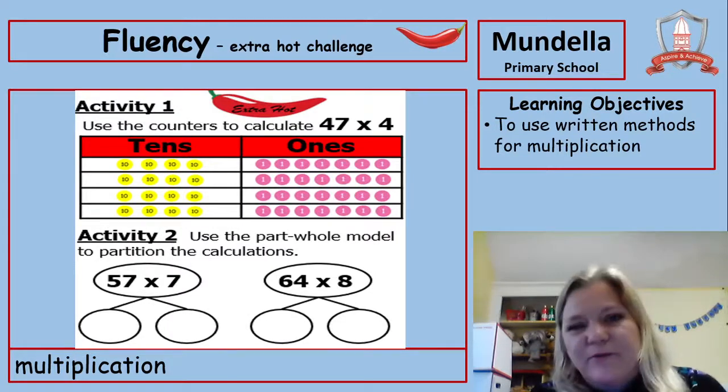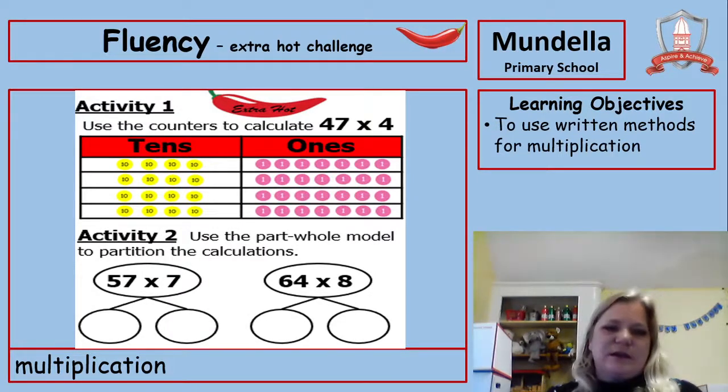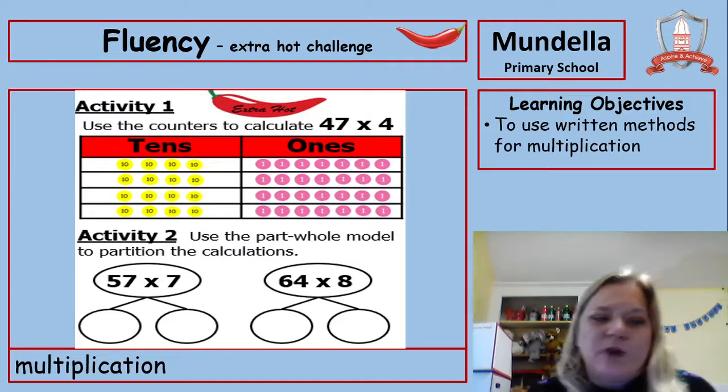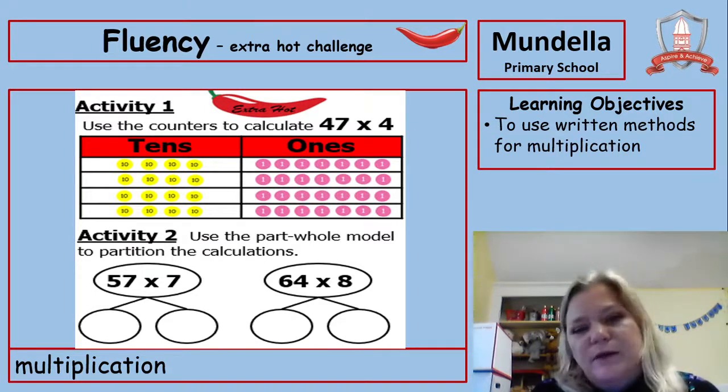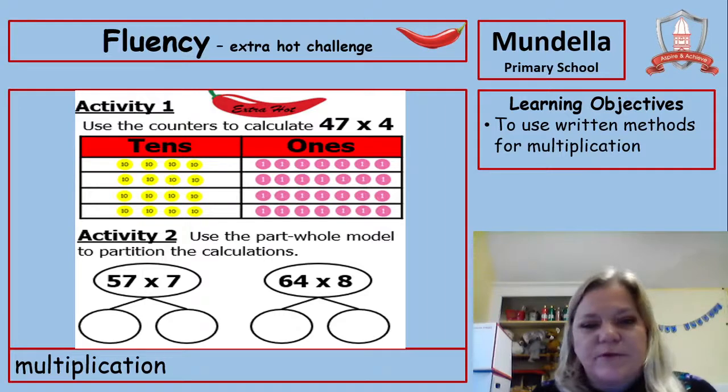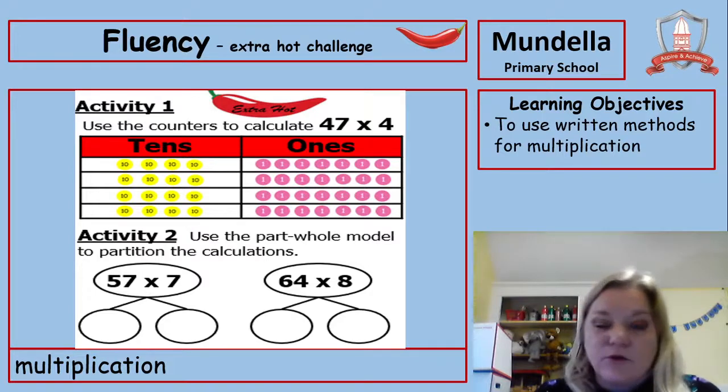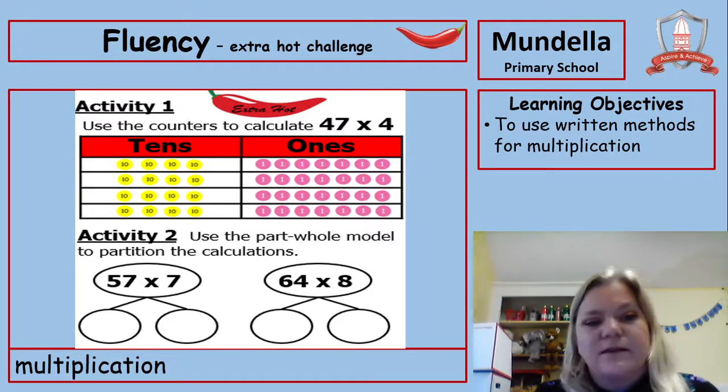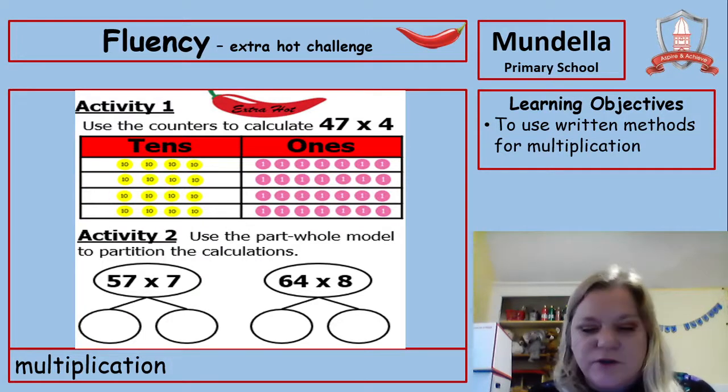And those of you going for the extra hot challenge today, again, you're going to be using the counters to calculate 47 times by 4. Remember that when you've got 10 ones, you can cross 10 off and move a 10 into the tens column. And remember that 10 tens equals 100. That might help you. If you're going to do the extra hot challenge, just pause the video now.